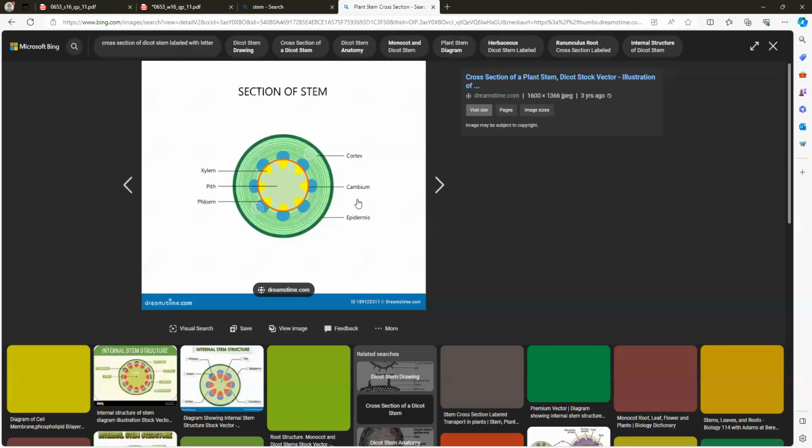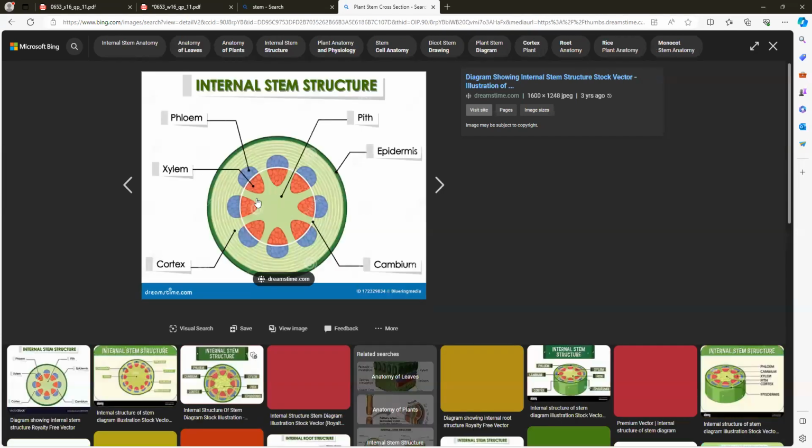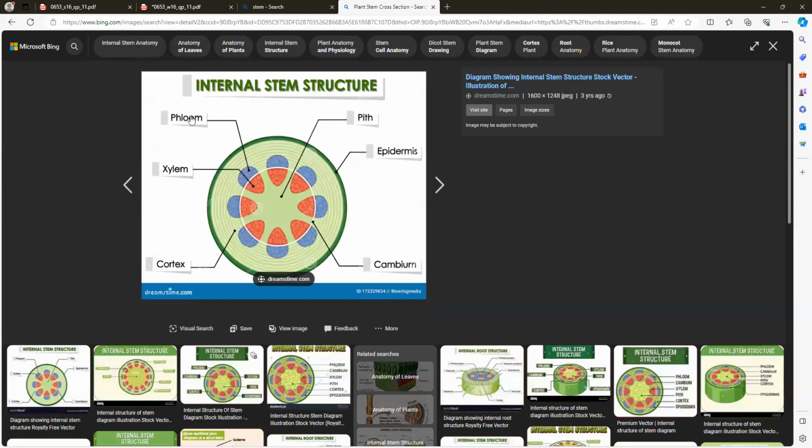So now you tell me these pictures. By seeing these pictures, you can tell me which is xylem and which is phloem. Everybody, all of you notice that yellow color part. What is that, phloem or xylem? Many times I told you this picture, the same picture I have shown you. The internal stem structure. Upper part is phloem and inner part is what?